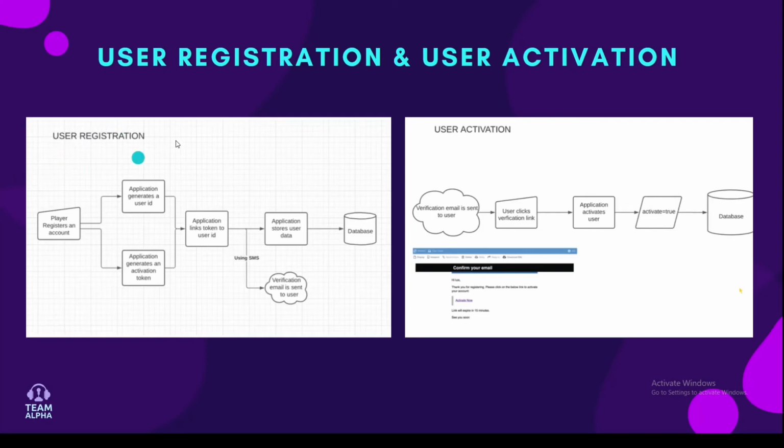For the user registration, when the player registers their account or inputs their information for the new account, the application generates a user ID and an activation token at the same time for that information, links the token to the user ID, so that when you send the verification by email to the user, and once that user clicks that verification link, the application will know, thanks to the link that we did over here, to activate that user, and then the application can store that data into our database.